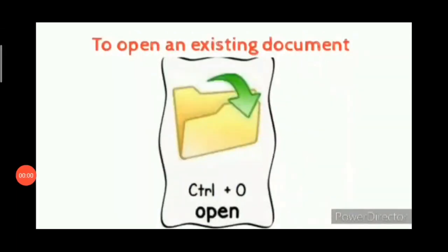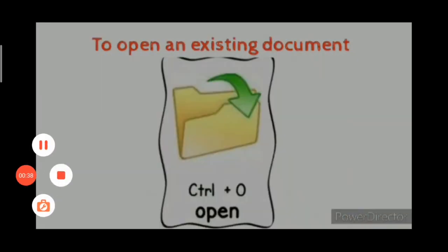Now, next is to open an existing document. So we can open our already saved document by using this shortcut key, Ctrl plus O. Ctrl plus O is for opening any existing document. An existing document means if our file is already saved anywhere in the computer, we can open that file by using Ctrl plus O. Okay, so Ctrl plus O is the shortcut key used to open an existing document.